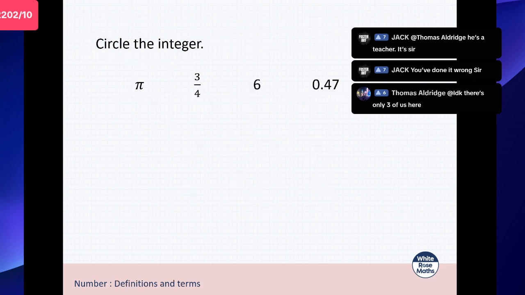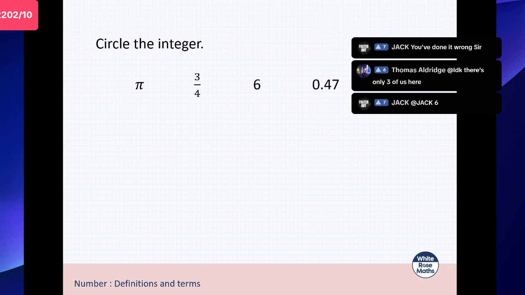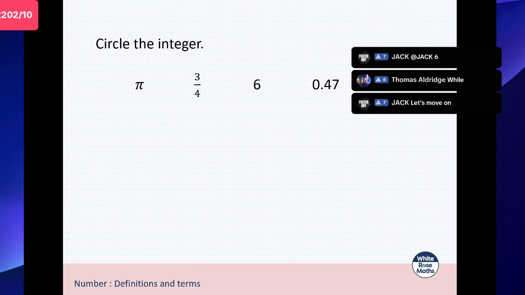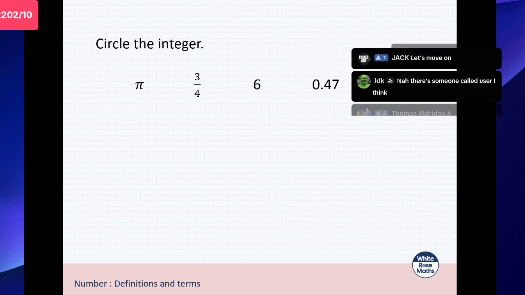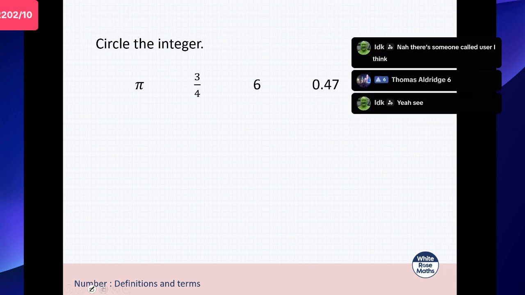Okay, circle the integer. So what is an integer, guys? There's only 3 of us here. So integer, yep, well done, Jack. So integer means whole number. Okay, that one there.